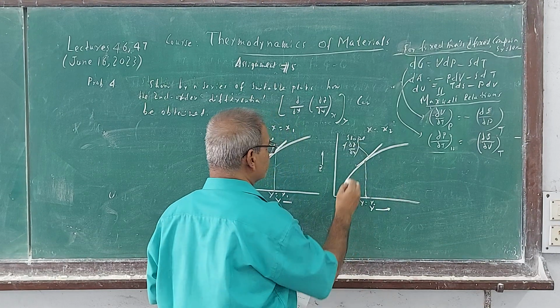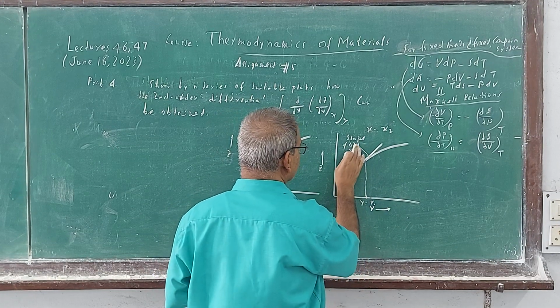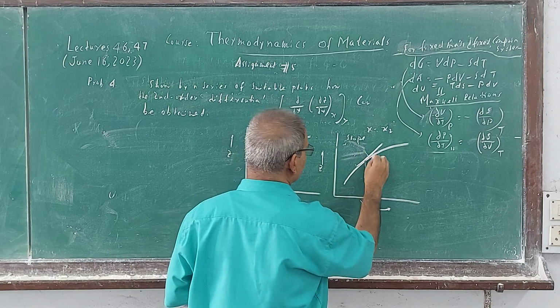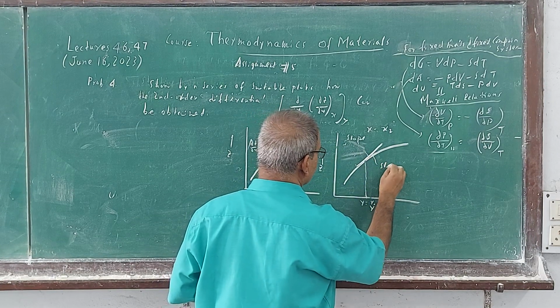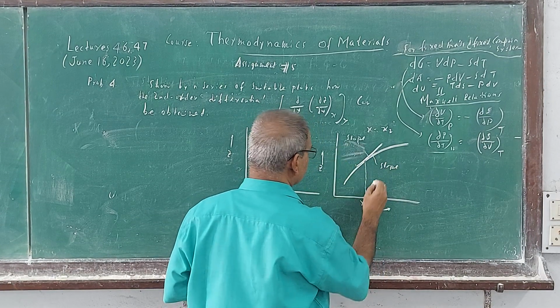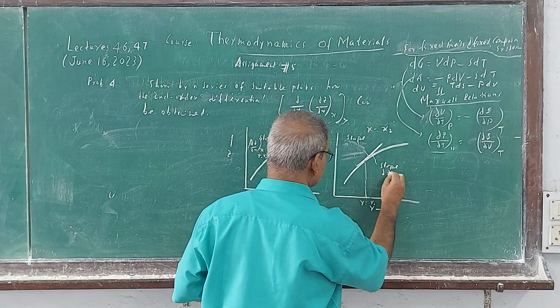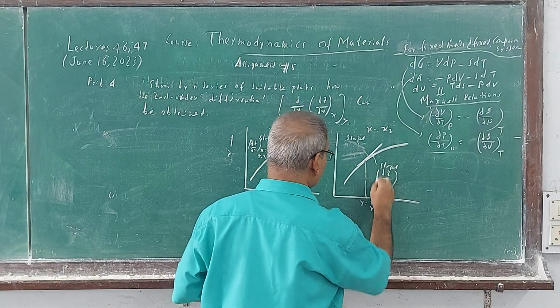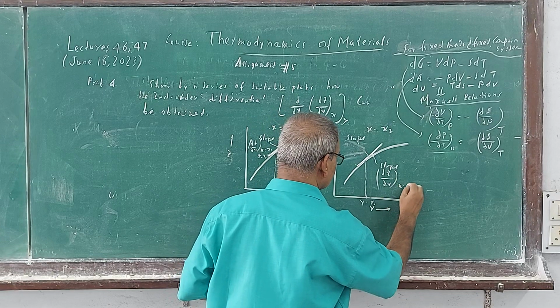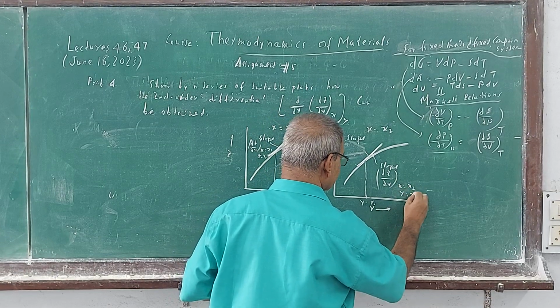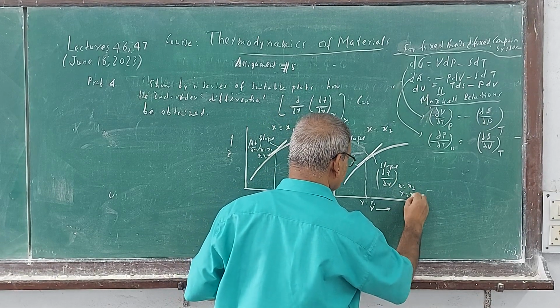At this side I should have written. At what? I am writing this side. Okay. Slope. This is better. Slope is what? Slope is del z, del y. What value of x? This is for x is x2. Y is still y1, the same.